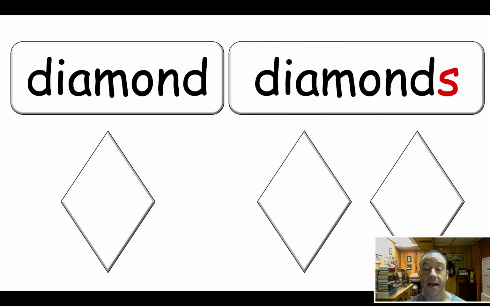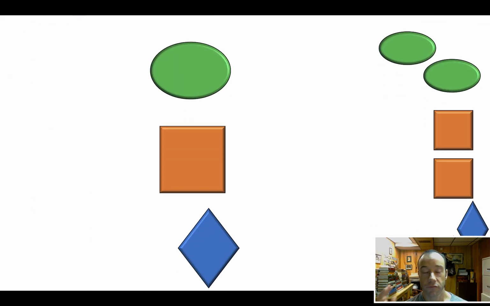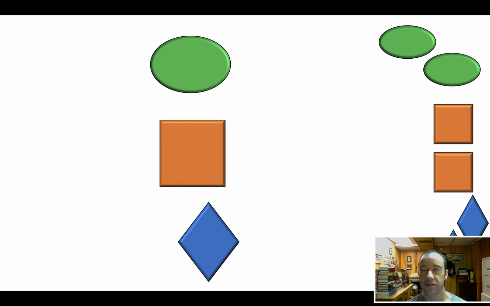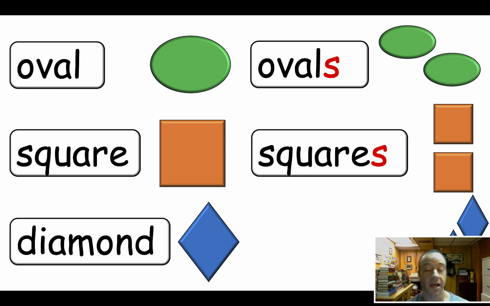Diamond, diamonds. In Chinese, they don't have this concept of plurals, so it's really important that you review it with them so they remember. A lot of students forget to add the S. Even adults I'm friends with forget. Oval, ovals, square, squares, diamond, diamonds.